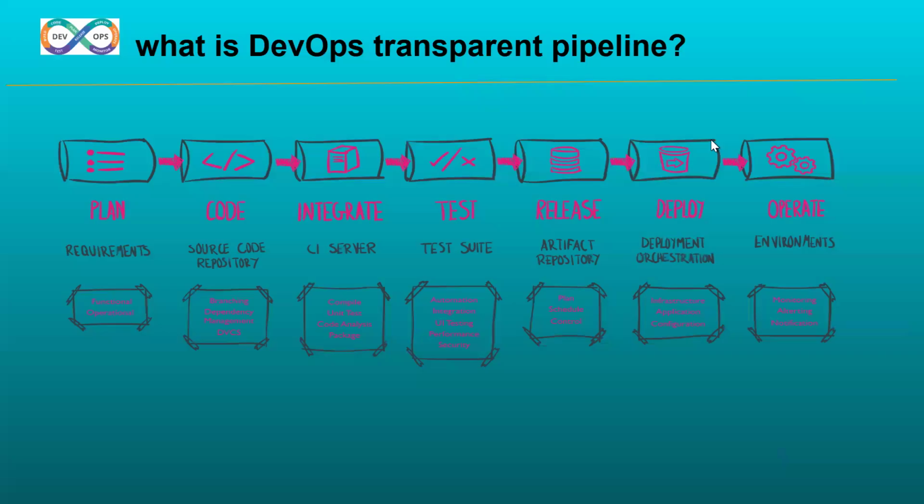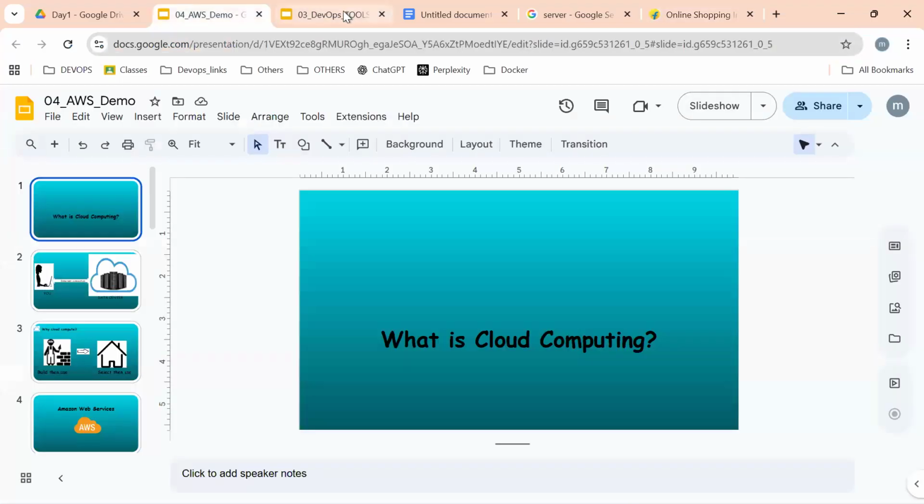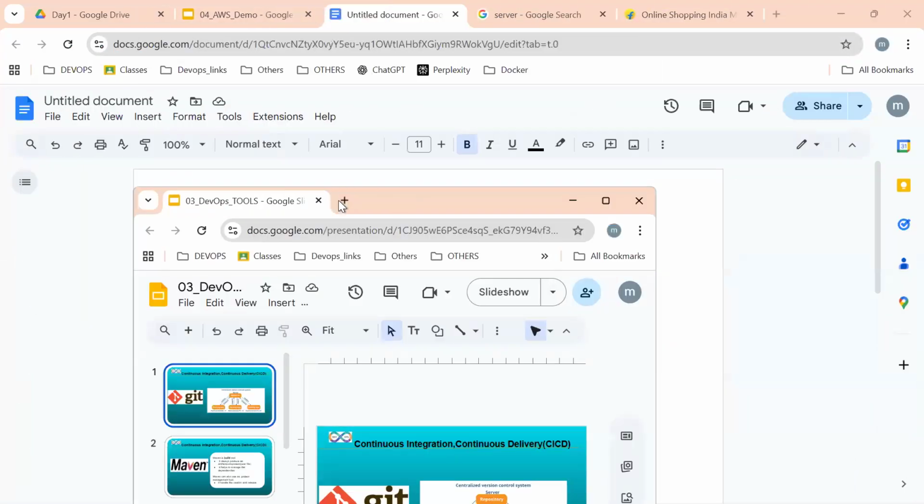Got it. And then monitoring and operation. This entire process is what we call the DevOps transparent pipeline. But how exactly can we implement this DevOps transparent pipeline? With the help of a tool stack. Which tools are we going to be learning, please?